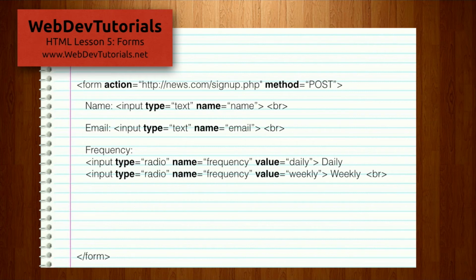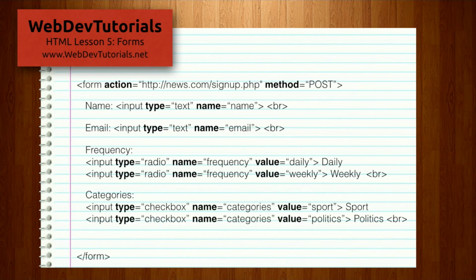Finally, let's set up the categories. Users should be able to pick more than one category to subscribe to if they want, so we'll use input type equals checkbox. For each checkbox, use the same name, categories, but a different value. How about sport and politics?